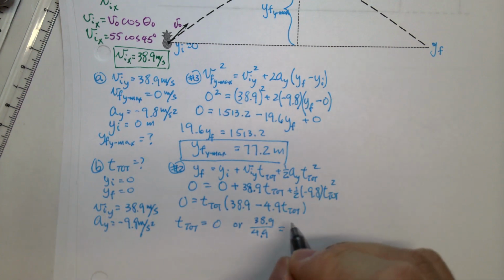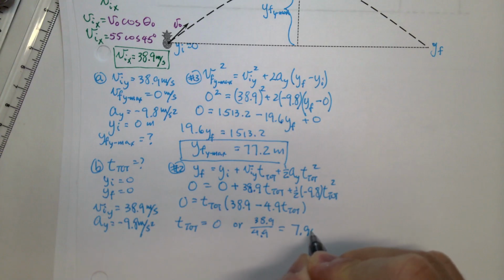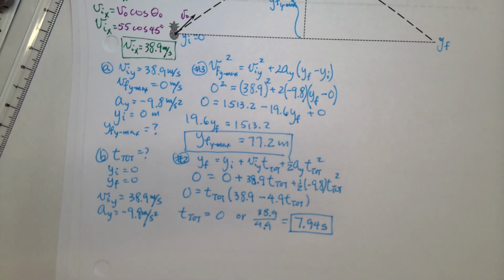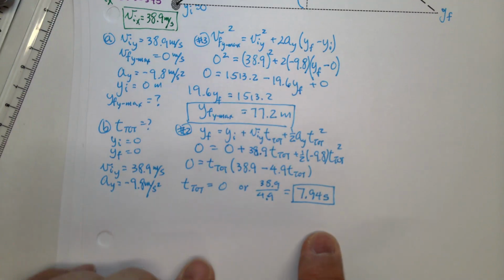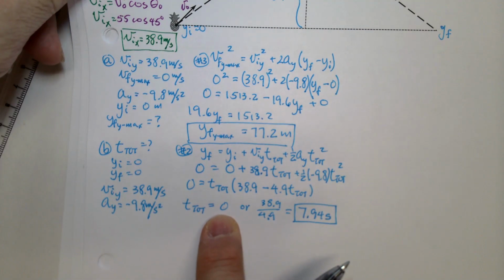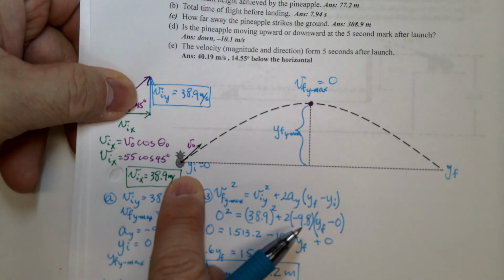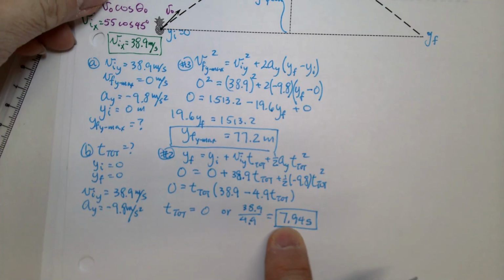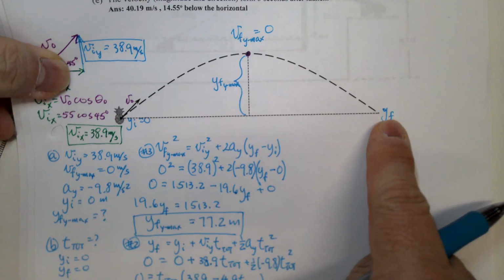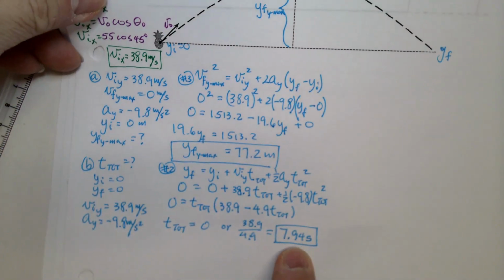And that comes out to, I think, 7.94 seconds as my T total. So I would accept that. All right, and these two answers make perfect sense, because when T is 0, my y initial is 0, and when my T is 7.94 seconds later, my y final is 0. So it works out for both.